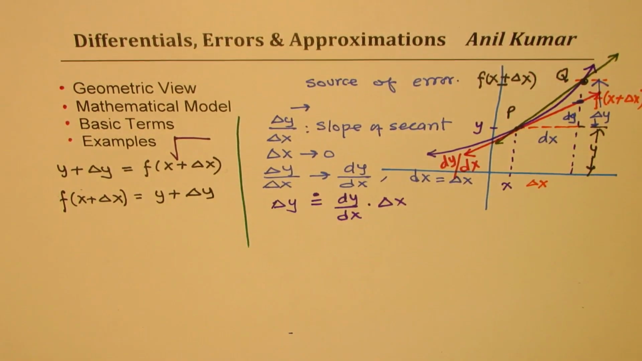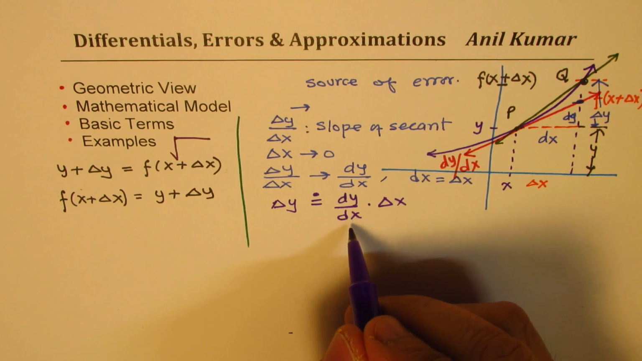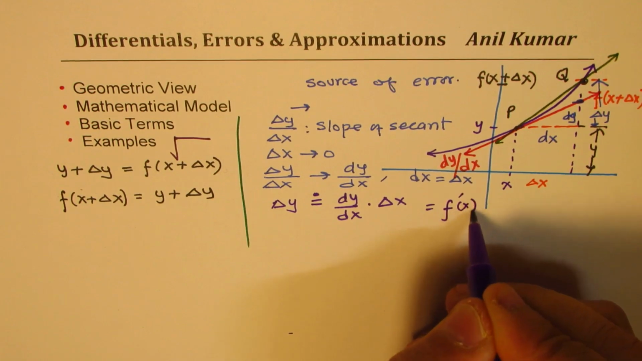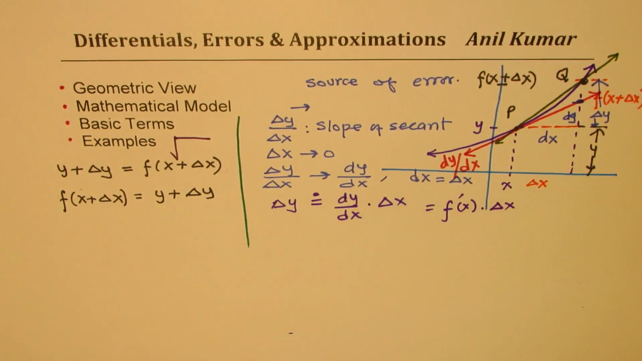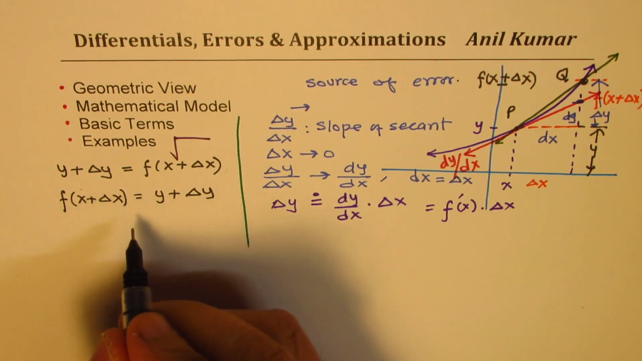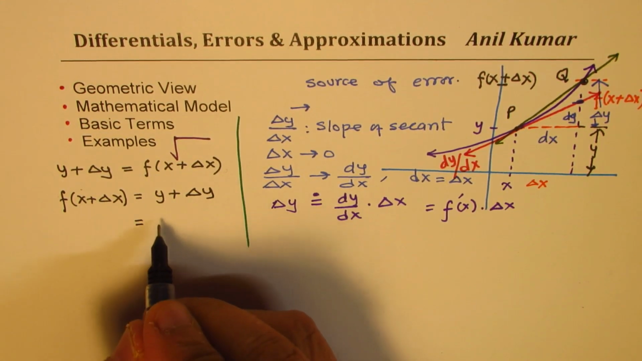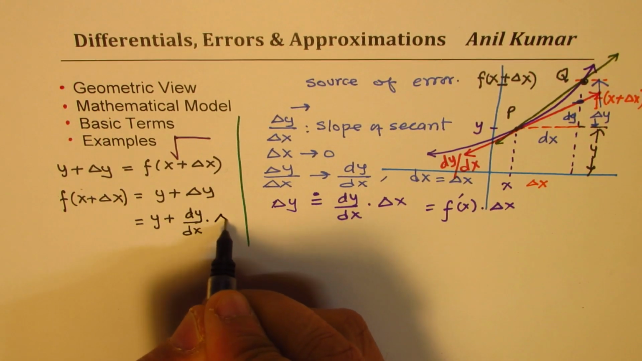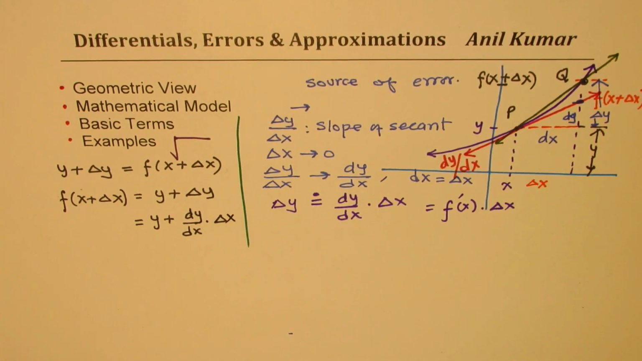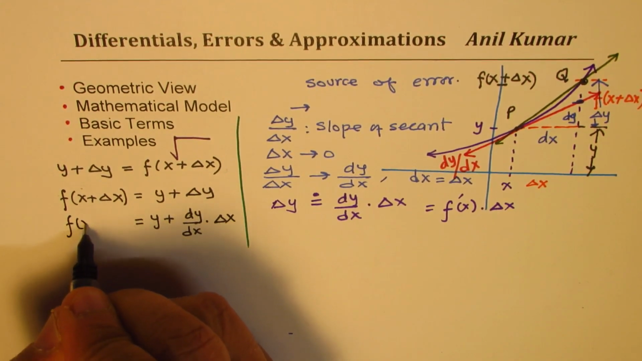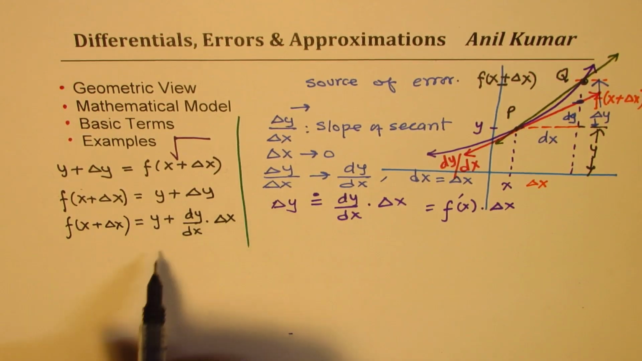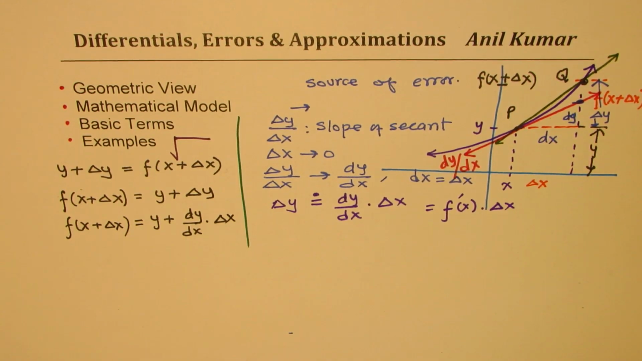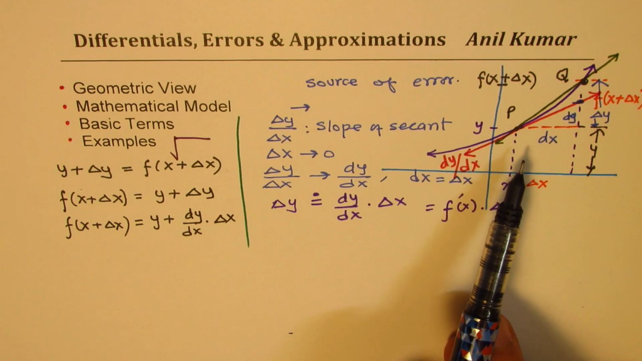So from here we get to this step, and when we say dy dx, we are actually saying derivative, right? Or you could also write derivative of x times delta x. That is what we are trying to say, right? So that causes the approximation. So we can write this as equal to y plus dy dx times delta x, correct? So that is where the approximation comes. So we just say that x plus delta x is actually equal to y plus dy dx dot delta x, correct? So this is the geometry which you just saw.